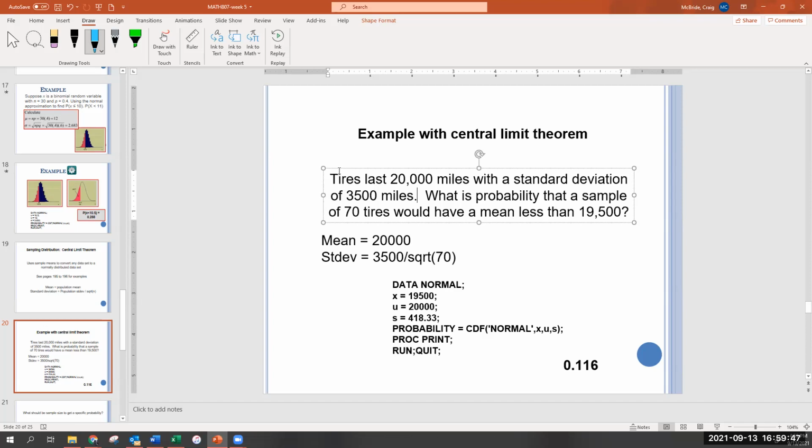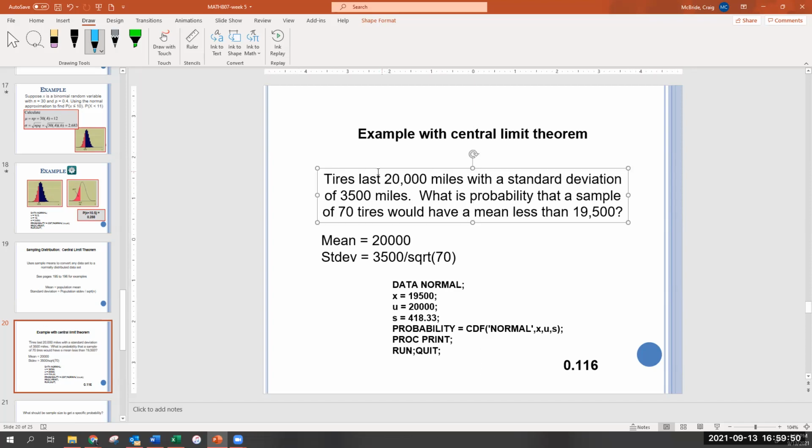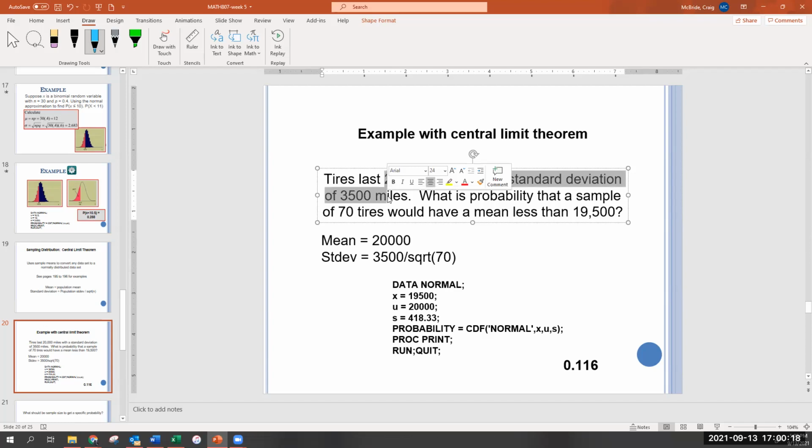Because the way this is written, it makes it seem like this is based on all tires, right? That they've looked at tires for a very long time, and on average, they last 20,000 miles with a standard deviation of 3,500 miles. So it kind of sounds like a population thing, but it could also just be from a sample. Now, if you were to go and randomly choose 70 tires from your sample of 1,000 or from the entire population of tires, it doesn't matter wherever these values came from, right? If they came from your sample or from the population, it doesn't matter.